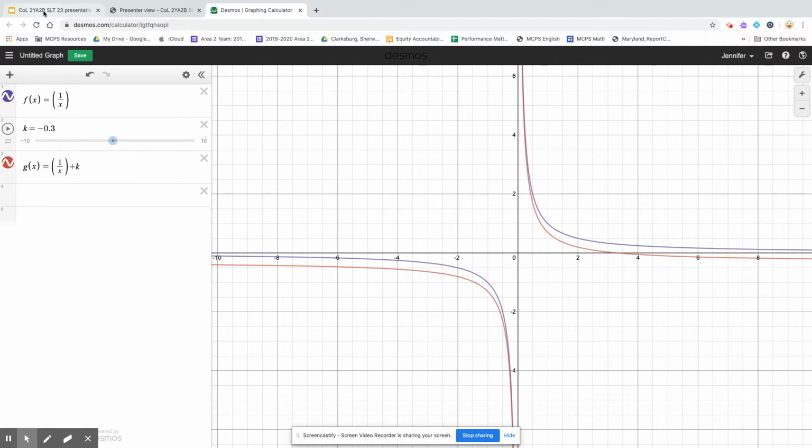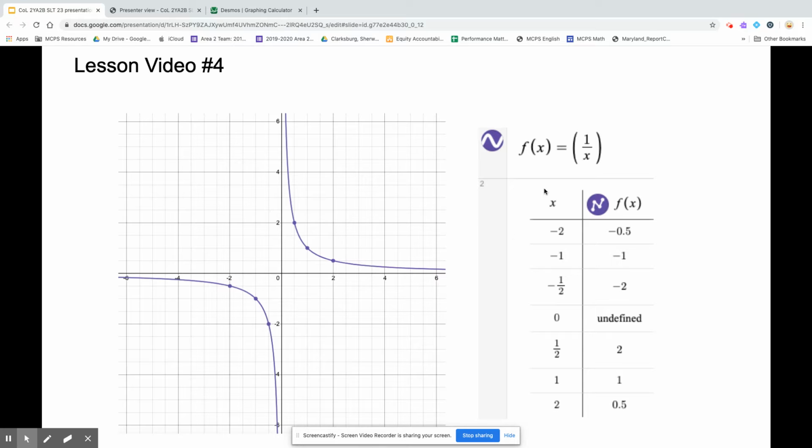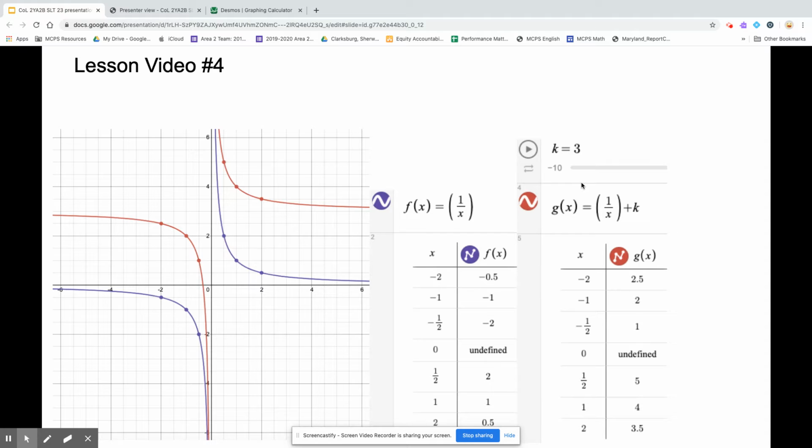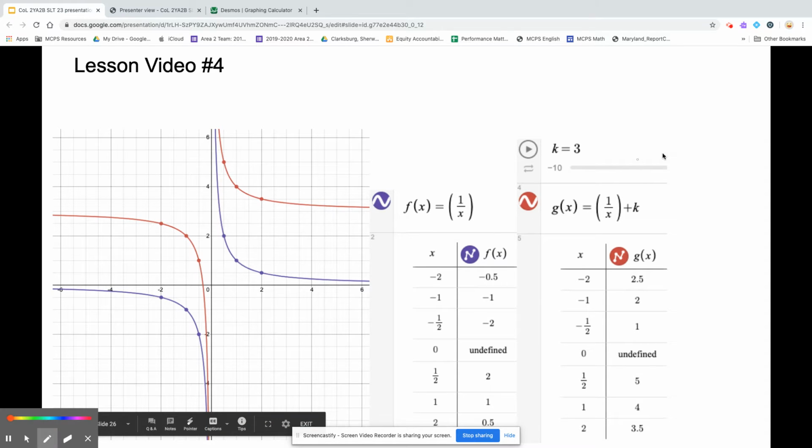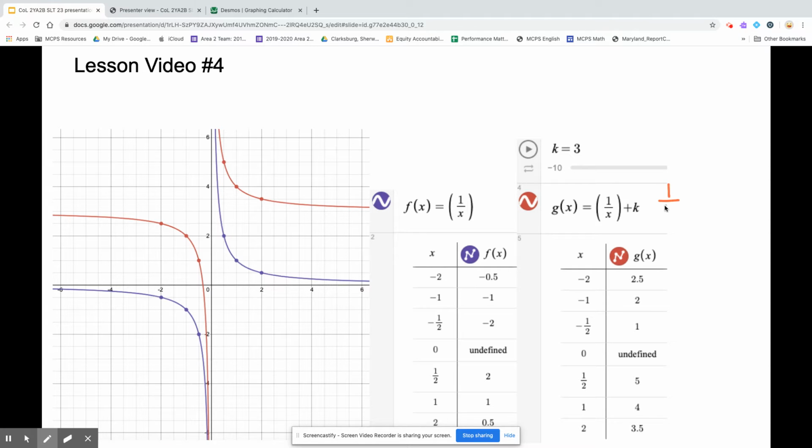So let's take a look at a few examples. I'm going to start with my parent function, f of x equals 1 divided by x. I'm going to make the value of k 3. So what does this look like? 1 divided by x plus 3. What do I notice? I notice that my horizontal asymptote is right here at y equals 3.